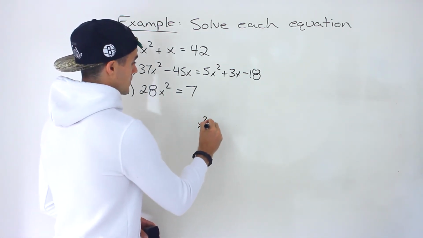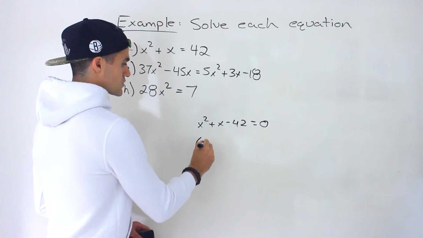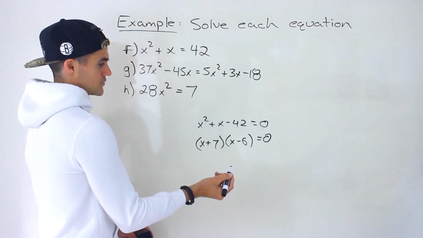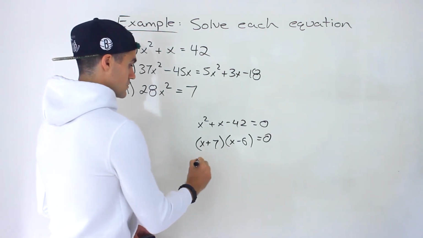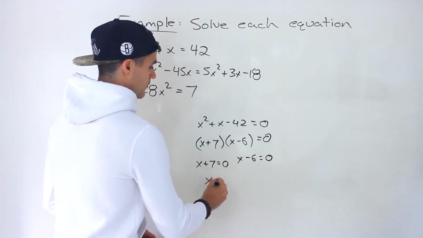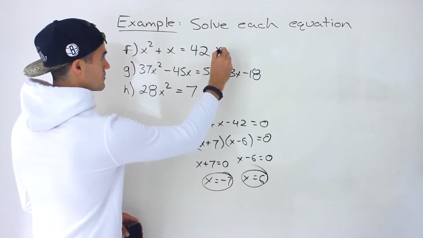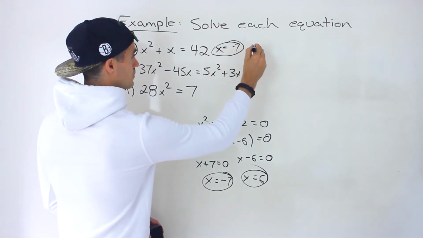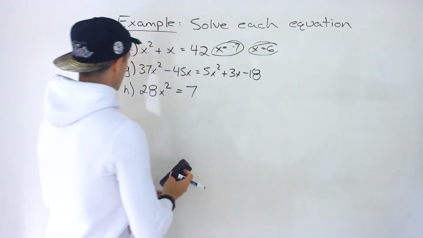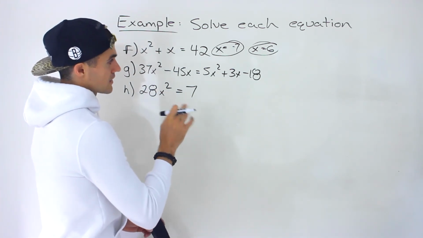So we'd end up with x squared plus x minus 42 equals 0. This is a pretty simple quadratic to factor, so I'll just put the answer straight away. After you do decomposition, that's what it's going to factor to. So basically, when does x plus 7 equal 0? When does x minus 6 equal 0? This is going to happen when x is negative 7. This is going to happen when x is 6. So those would be the two solutions for part F.